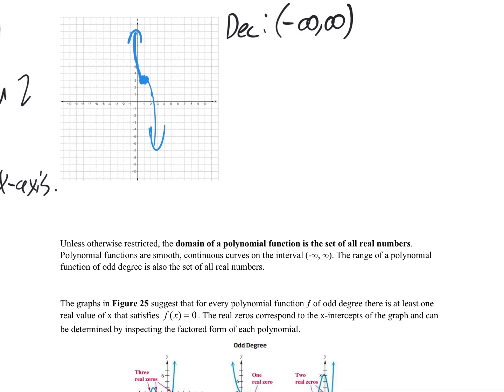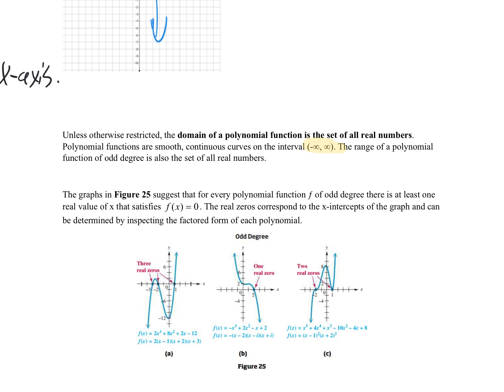Domains of polynomial functions, guys, every single domain is the same for us here. They are all going to be all real numbers, negative infinity to positive infinity, okay? They're smooth curves, they're connected all the way throughout. There is no break in there, okay?